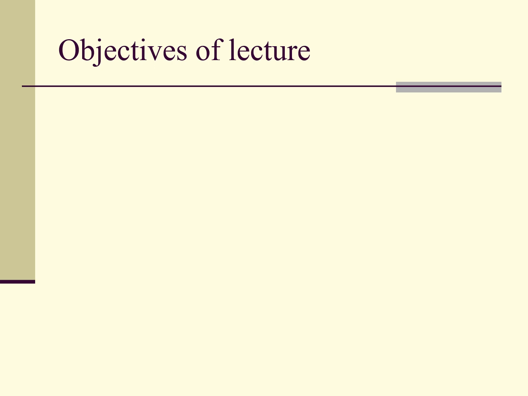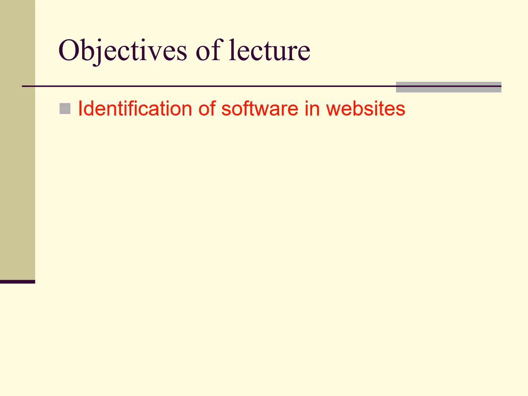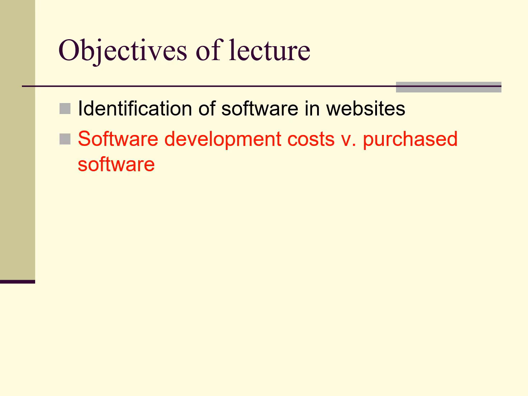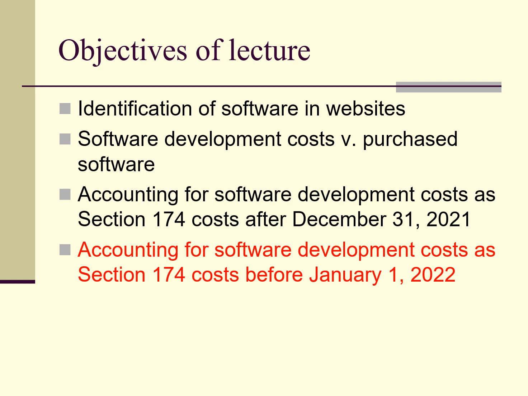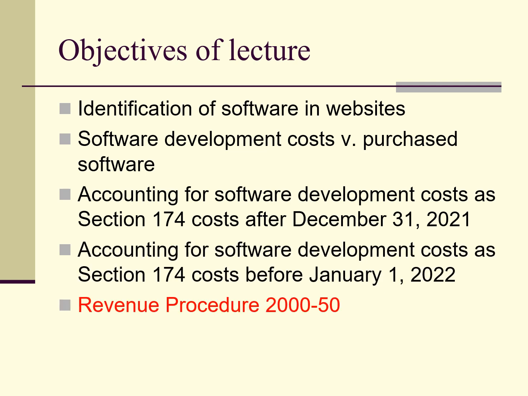The objectives of this lecture are to identify software in websites, differentiate between software development costs and the cost of purchasing software, accounting for software development costs as Section 174 costs after December 31, 2021, accounting for software development costs as Section 174 costs before January 1, 2022, and the special accounting rules in Revenue Procedure 2000-50.